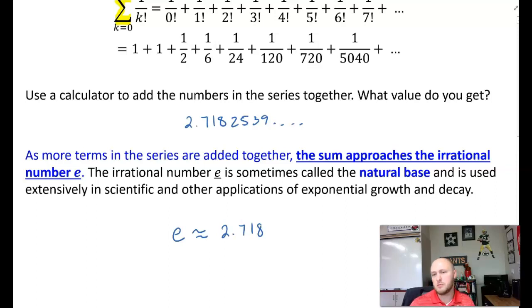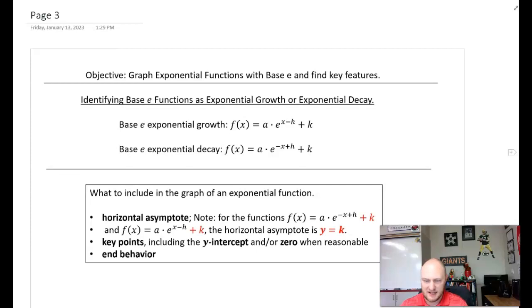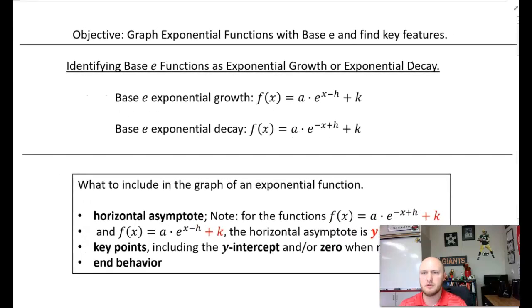I would hope that you would remember at least that information, but if we go on further, we have 2.71828. So that is the number e, and that's our objective today. We want to graph exponential functions with base e and identify the key features, identifying the base e functions as growth or decay.